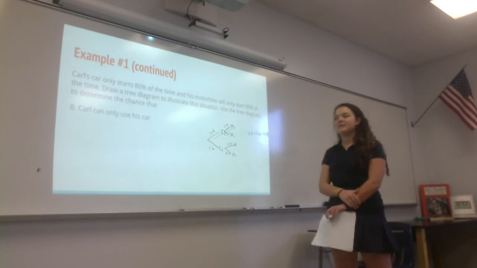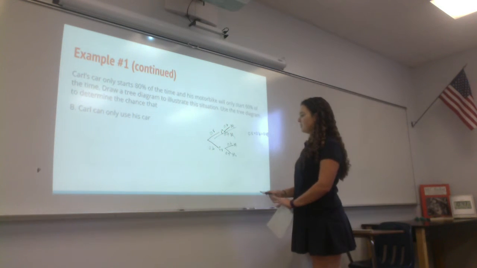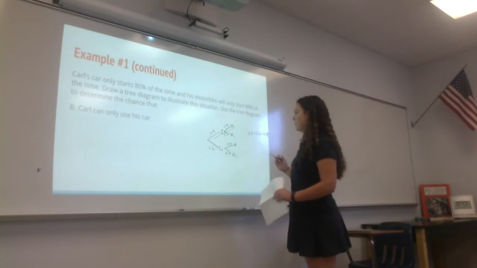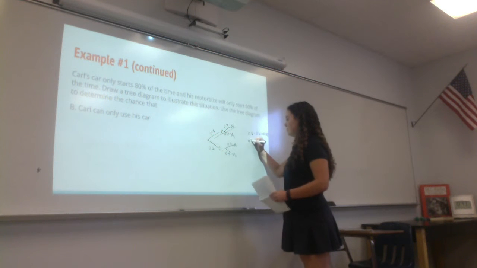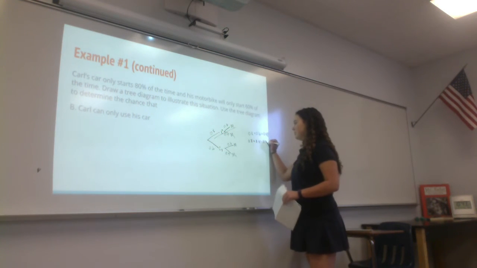And now we also have to find the probability that Carl can only use his car. So we are looking at C, the car starting with the motorbike not starting, and that is 0.8 times 0.4, which equals 0.32.